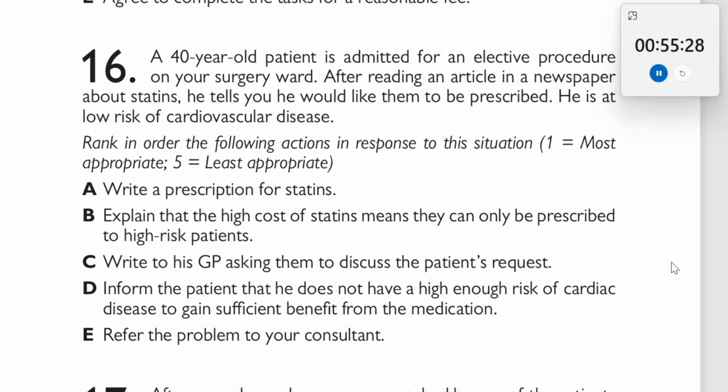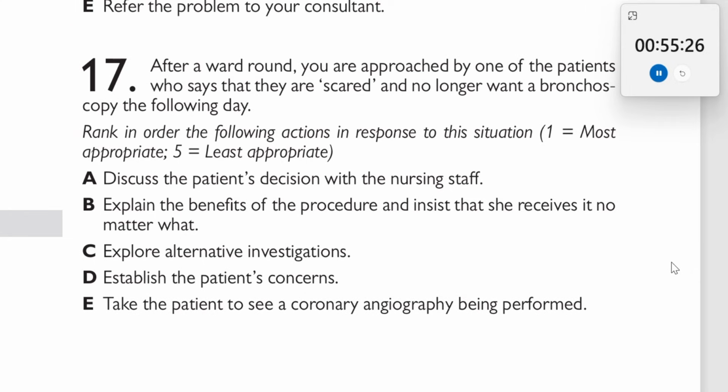Okay, moving to 17. After the ward round, you are approached by one of the patients who says that they are scared and no longer want the bronchoscopy planned for the following day.